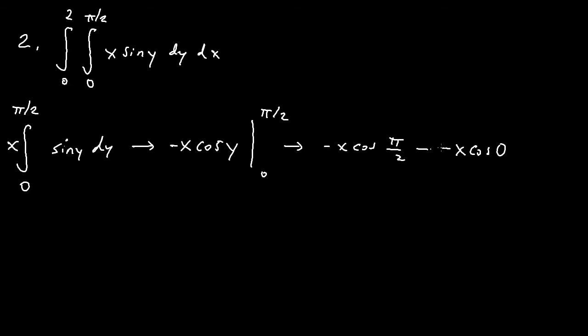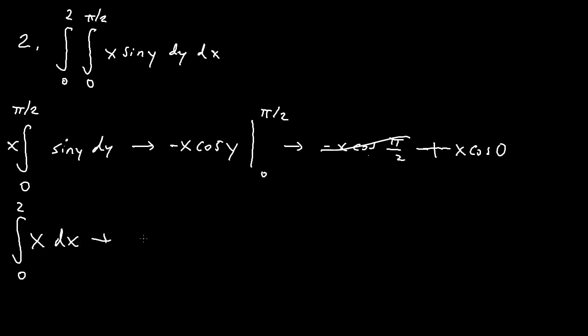Now since this is a double negative, we can make it a positive. Now cosine of pi over 2 is 0, so that basically cancels it. And cosine of 0 is 1, and 1 times x is x. So we're left with x. So now we can go ahead and put that under the outer integral. So we have the integral from 0 to 2 of x dx.